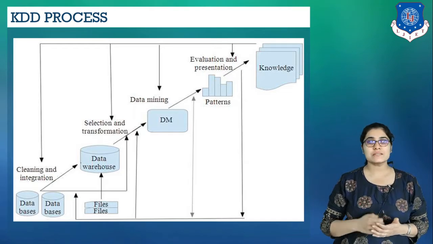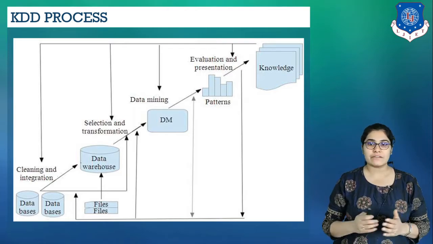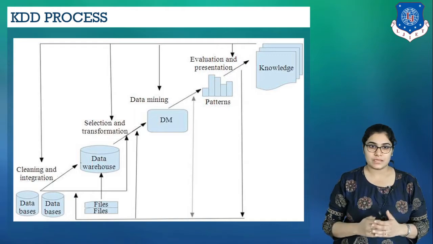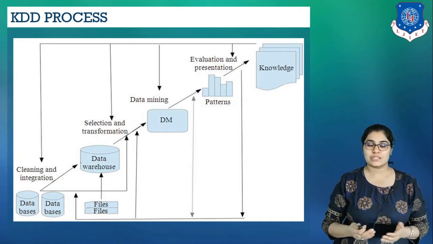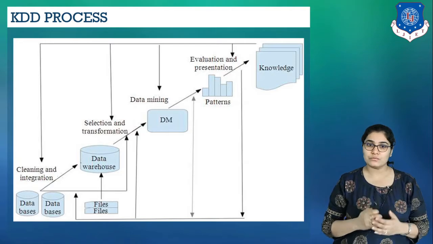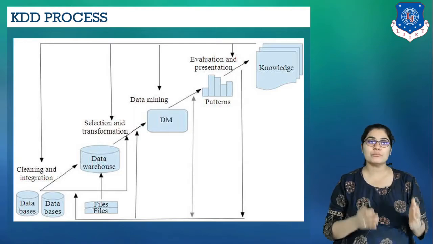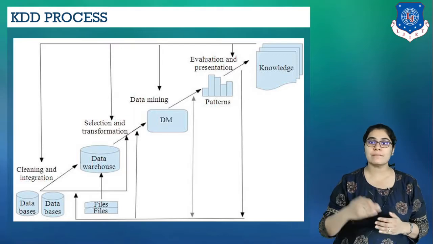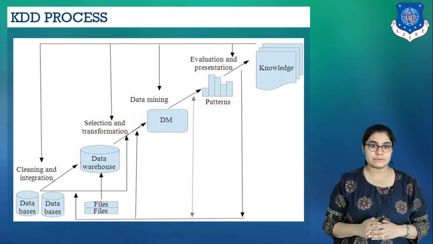Data selection is defined as the process where data relevant to the analysis is decided and retrieved from the data collection. Data selection can be performed using neural networks, decision trees, naive Bayes, clustering, regression, etc. Next is data transformation, which is defined as the process of transforming the data into the appropriate form required by mining procedures. So this is the second step of the KDD process.